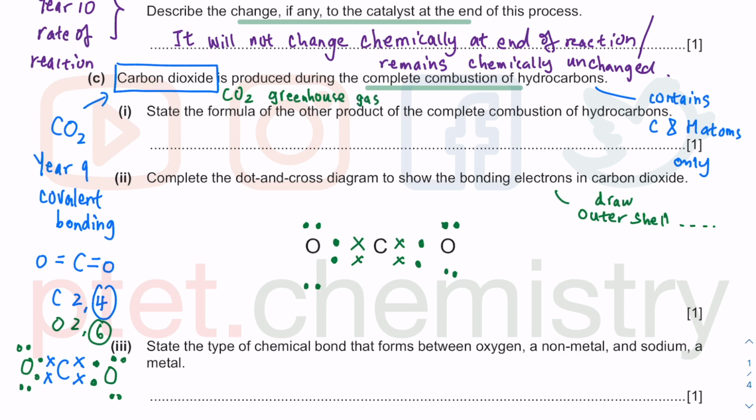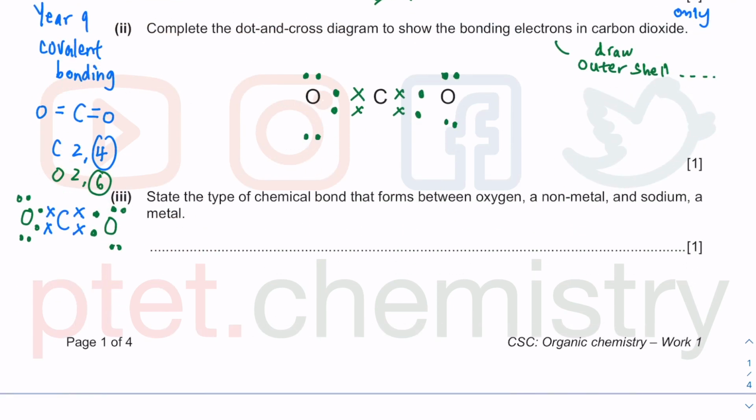So what is the other product? Here they want the formula, which is number 1. They want the other product. You get carbon dioxide and water. So the formula of water is H2O, and you cannot write down water because they want the formula according to the question.